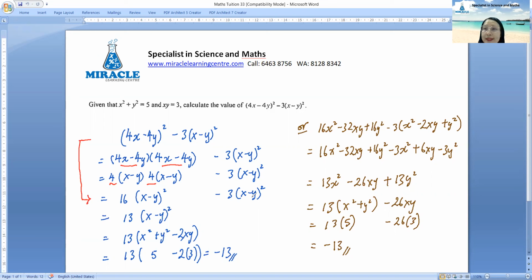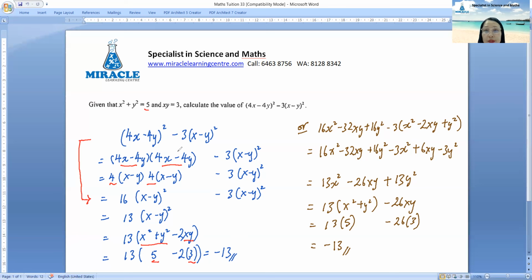This one I just copied it. So from here, 16 minus 3, I have 13, x minus y square. So x minus y square, I expanded it, x square plus y square minus 2xy. So I substitute x minus y with 5 over here, and 2xy, which is xy is 3. So I'll get minus 13.